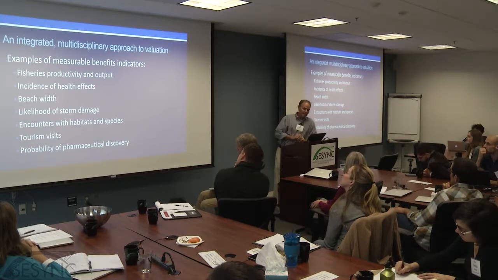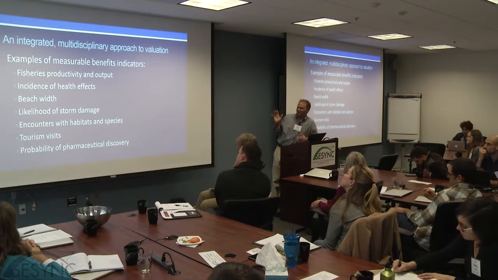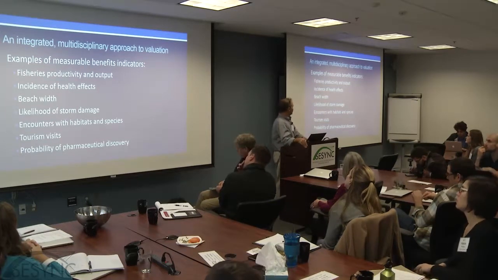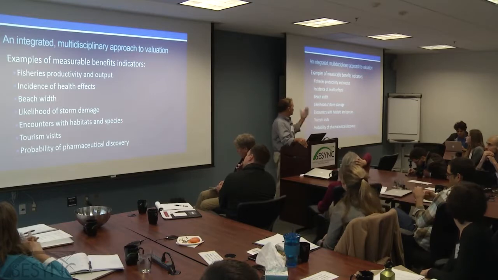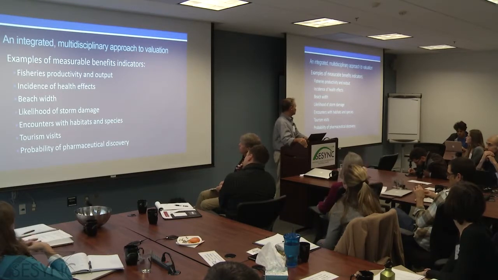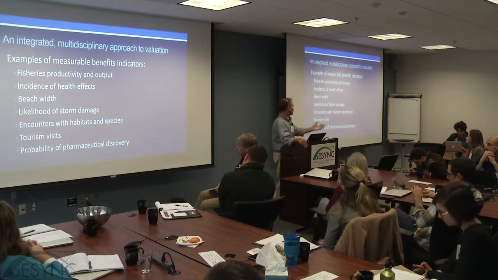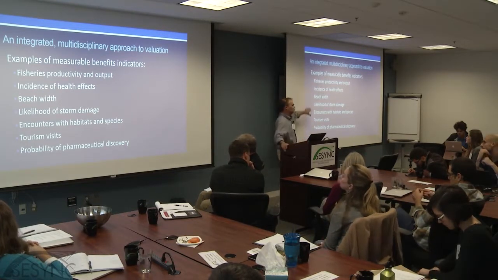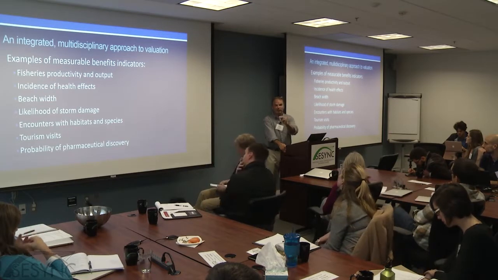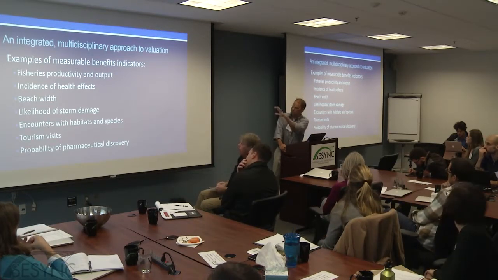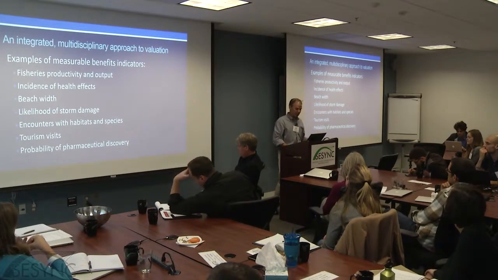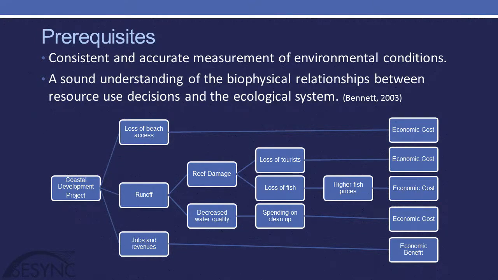What are some measurable benefits indicators? There are many, and here's just sort of off the top of my head: fisheries output, right? That could be catch rates, incidence of health effects, beach width, likelihood of storms or storm damage, encounters with specific species, encounters with specific habitats, tourism visits, probability of a discovery, right? Economists can take a hold of this and try to assign a monetary value to it. But we need to know how that changes and why that changes before we can say, okay, here's the policy implication. So the prerequisites are consistent and accurate measurement of environmental conditions, right? The baseline and the change.